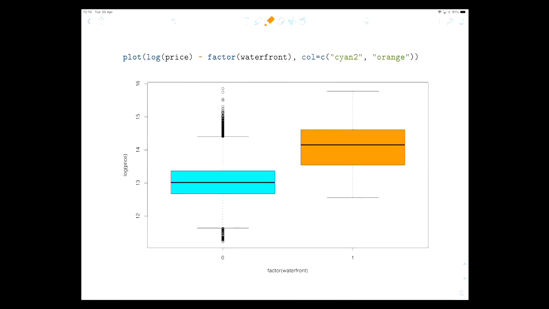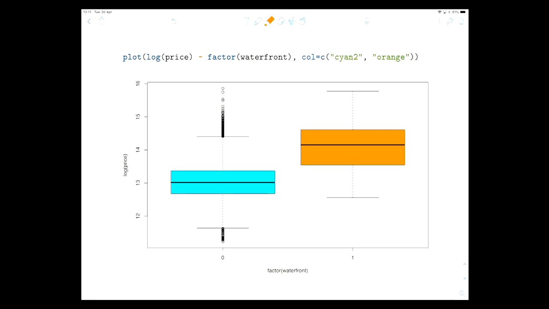Here's a box plot. This is a box plot of the price variable. We want to see how price differs between properties which have a waterfront versus properties which do not have a waterfront.